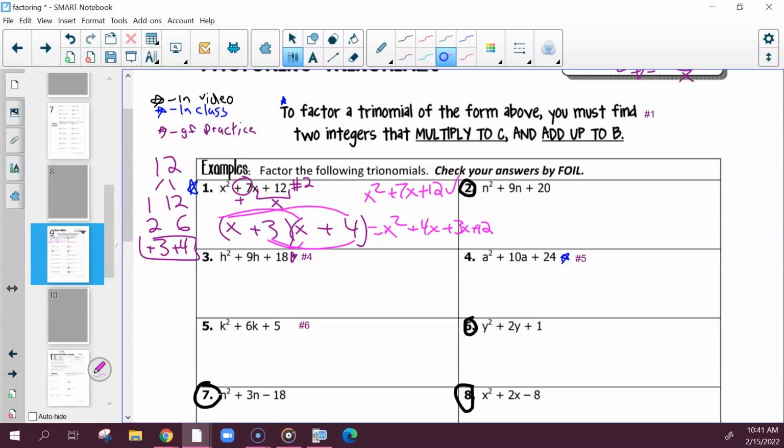Going back to check your work is a really good way to see that you did this right, especially when we get into some of the negative factors, because you may put the negative with the wrong thing, and when you multiply it back out, you don't get the right thing. Do we have any questions on this so far?